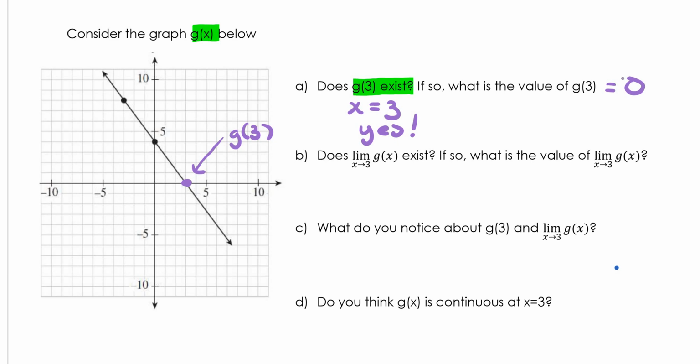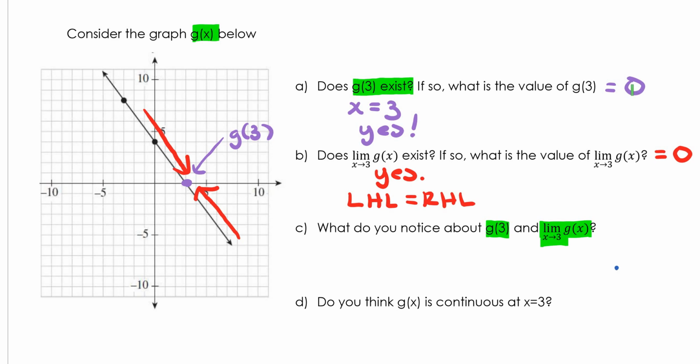Now, does the limit exist? Well, the limit definitely exists on the left-hand side, and the limit definitely exists on the right-hand side, so I'm going to say yes. The limit does exist because the left-hand limit equals the right-hand limit, and the overall limit equals 0. And what do we notice about g of 3 and the limit as x approaches 3? Well, they're both equal to 0.